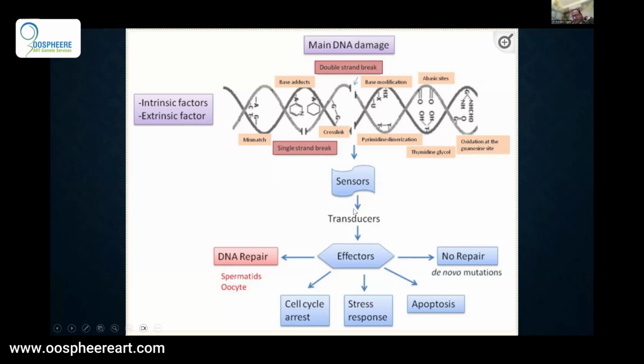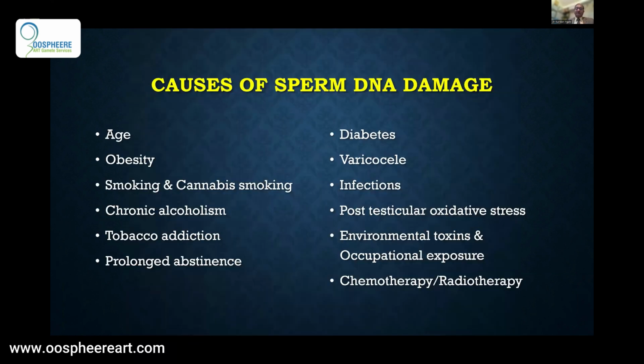All these can lead to different outcomes. There might be a DNA repair and the cell performs fine, or there may be cell cycle arrest, or it may go to degeneration due to apoptosis, and there might not be any repair, and all these DNA strand breaks lead to de novo mutations because there is no repair mechanism.